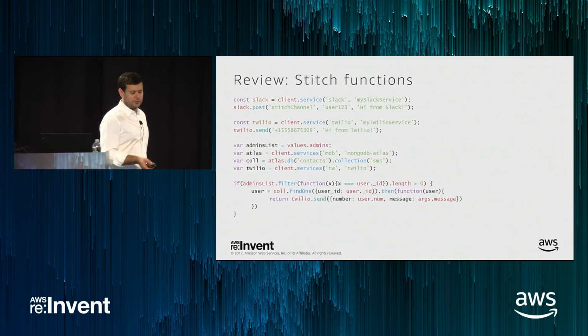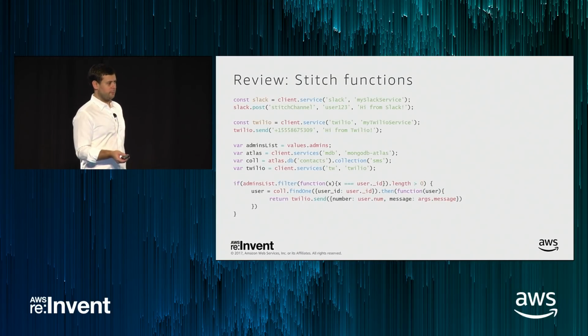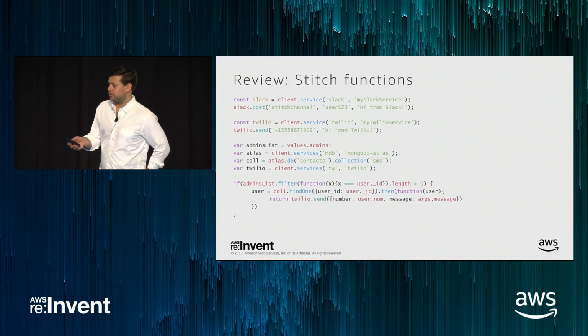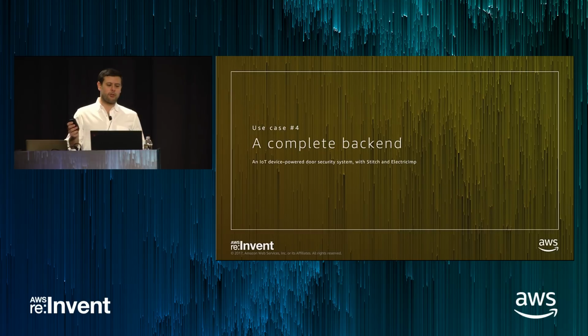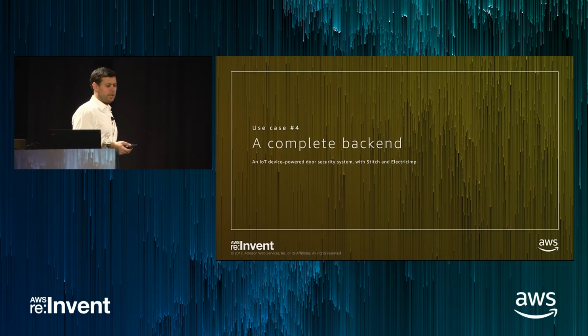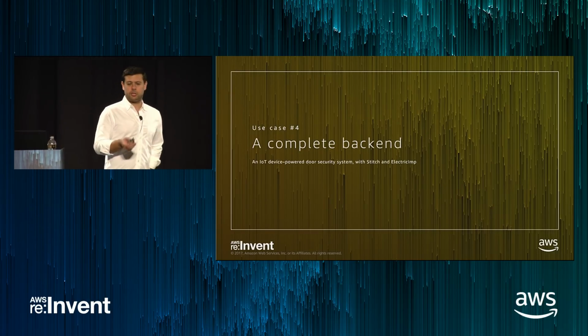So a bunch of services, you saw how those worked. So that's sort of where we were. So last, certainly not least, the door. We're going to make a security system using Stitch and using a company called Electric Imp.